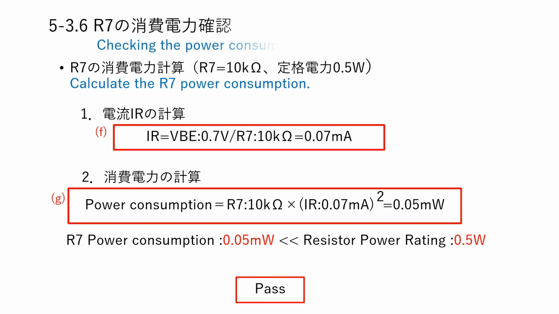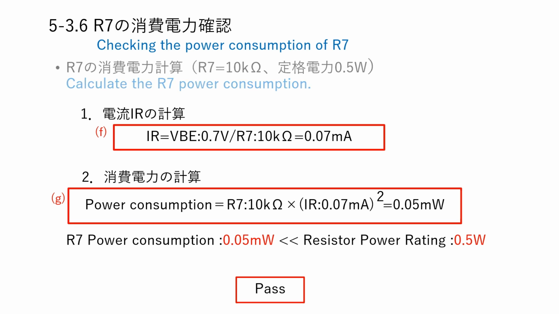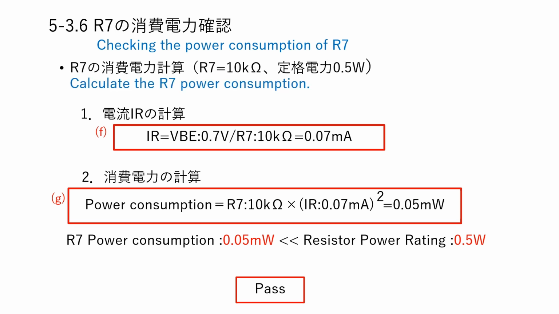5-3.6 Checking the power consumption of R7. Calculate the R7 power consumption. R7 equals 10 kilo ohm. Power rating equals 0.5 watt. 1. Calculate the current IR. Calculate the IR current using the red frame equation F. IR equals 0.07 milliampere.